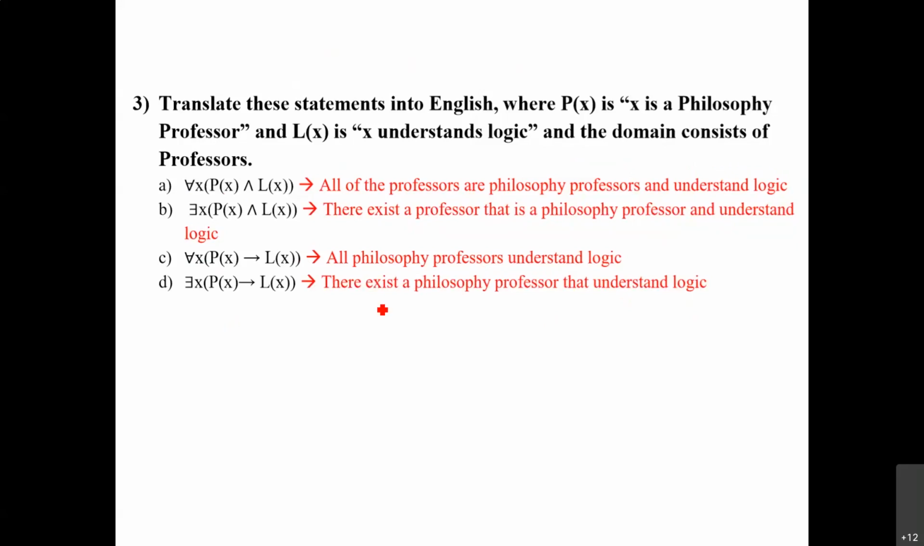We're just translating from these predicates into English, and we've introduced two new ideas, which is for every and there exists. And X is your variable. In this case, its domain is professors. Okay.